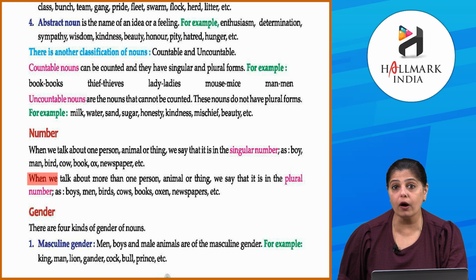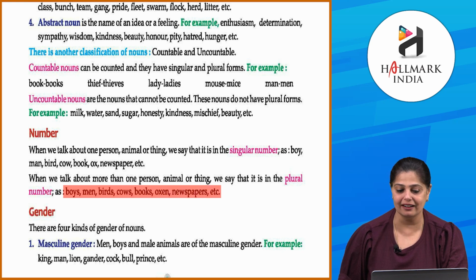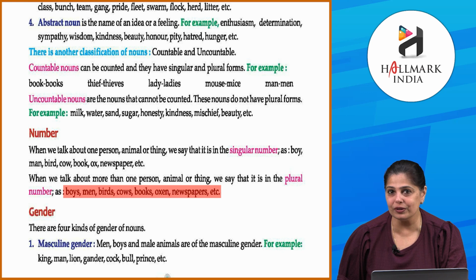Now, when we talk about more than one person, animal or thing, we say that it is in the plural number. Okay, it is more than one, so it becomes plural. For example, boys, men, birds, cows, books, oxen, newspapers, etc. But remember, there are rules to form plural, which we have already learnt in our previous classes. So, do revise those rules also.